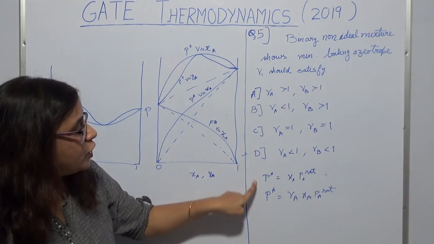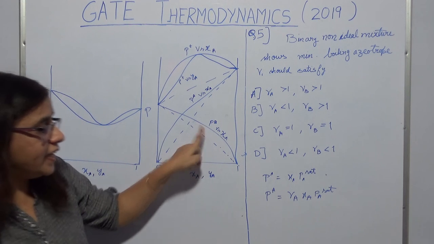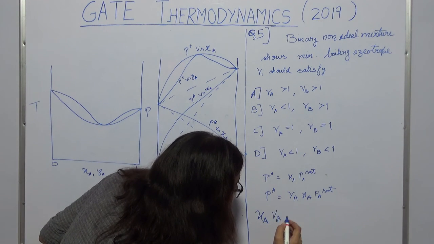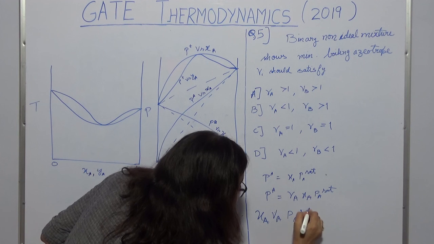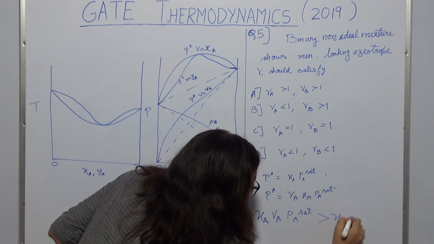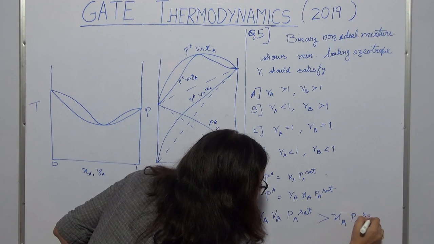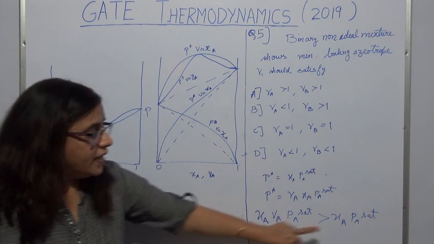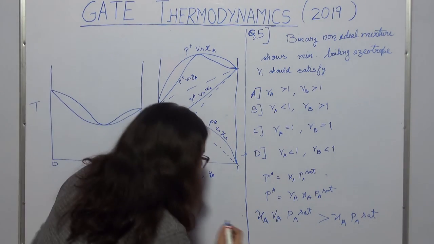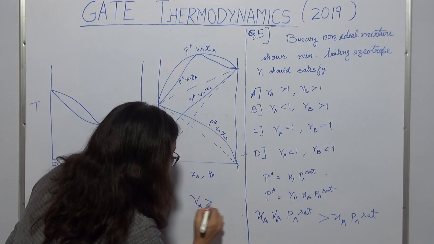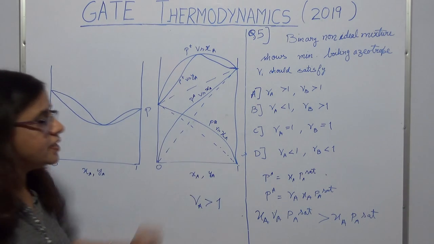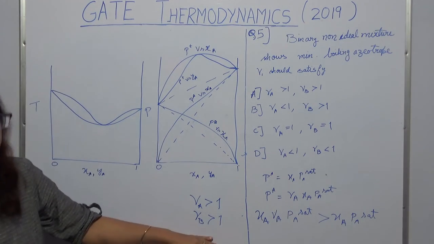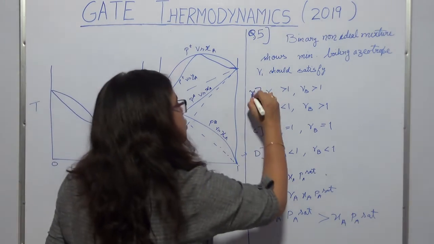Now what you see over here is that for non-ideal, whatever you have estimated, XA gamma A PSAT, is greater than your XA PSAT, which is for the ideal solution. So this can be greater than this only when your gamma A is greater than 1. Similar is the case for B, it can be greater only when your gamma B is greater than 1. So out of these options this one is correct.